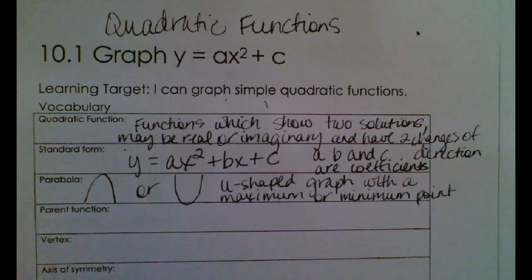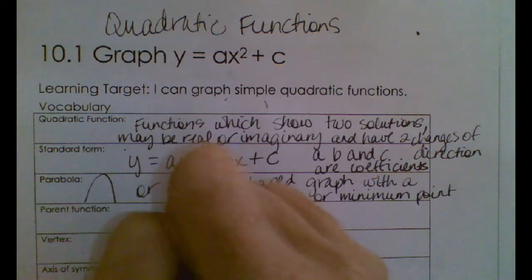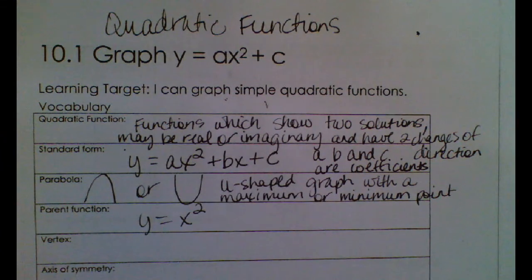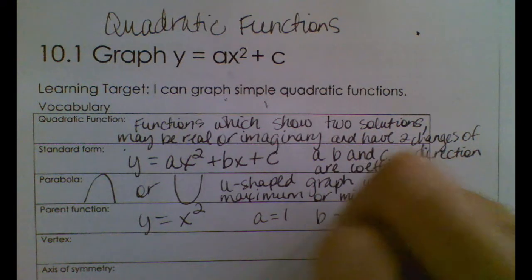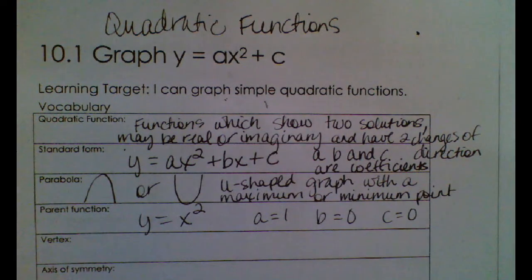So the parent function just looks like y equals x squared. That means all of my a, b, and c values, my a value is 1, b and c are 0. Okay? You're going to learn a lot about parent functions this year, because then when you come back to Algebra 2 and you're doing much more complicated functions, they all act the same way, behave the same way, change the same way. They're all exactly the same.